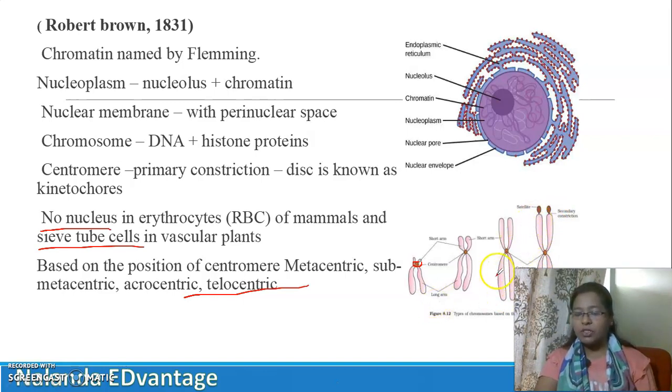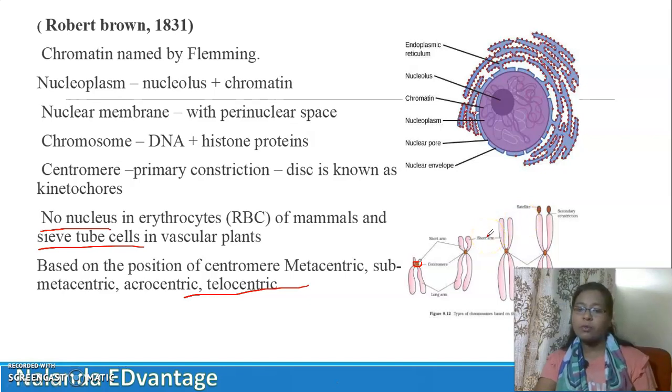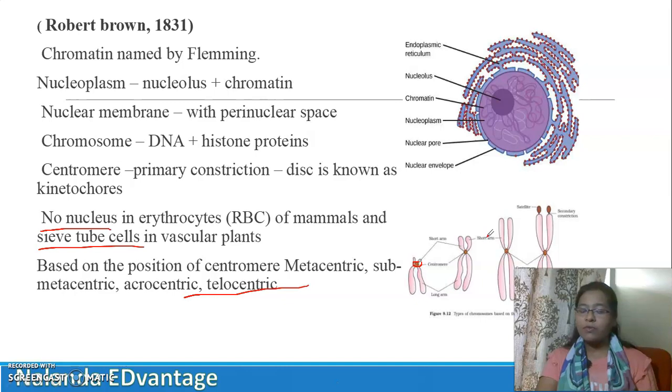And based on the structures, like the centrioles pulling up, and during the cell division this part will become clearer to you. So these are the different kinds of chromosomes found based on the position of the centromere.